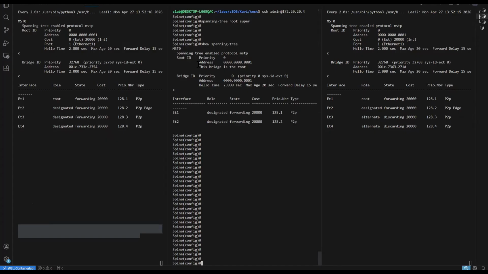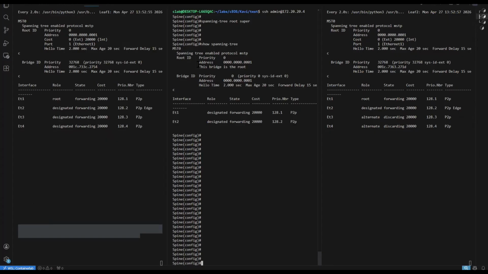Which means the spine is saying, hey guys, I am the root of this fabric. I am the root of this L2 network. Nobody else can become root, because I have the lowest priority and lowest MAC address, and the MAC address is unique per device. So nobody else in the network can have this MAC address unless somebody else configured spanning tree super root on that switch as well. But configuration errors are human error, so we cannot blame spanning tree for that.